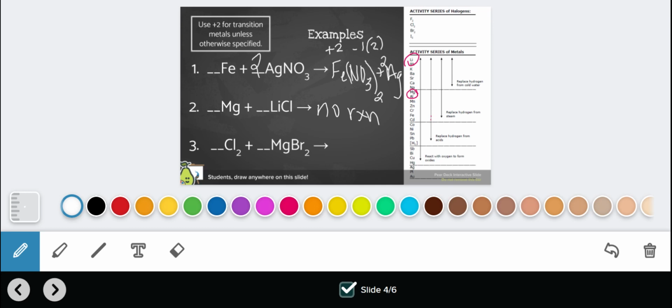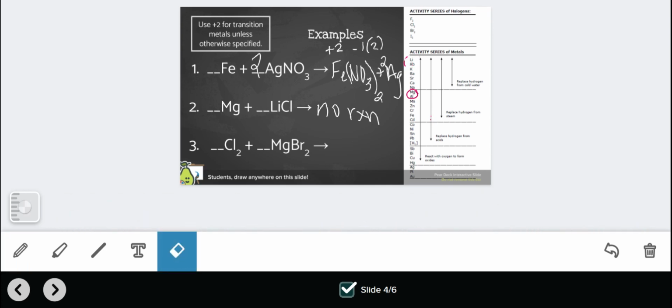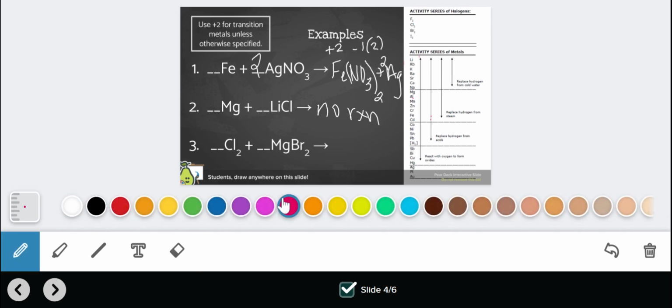All right, so for number 3, we have that chlorine is reacting with magnesium bromide. Again, we need to look at our activity series. In this example, we're going to look at our halogens, since chlorine is a halogen. So we see that chlorine is above bromine. Since chlorine is above bromine, this reaction will occur. And that means that chlorine will replace bromine. So chlorine will combine with magnesium and then leave bromine by itself.